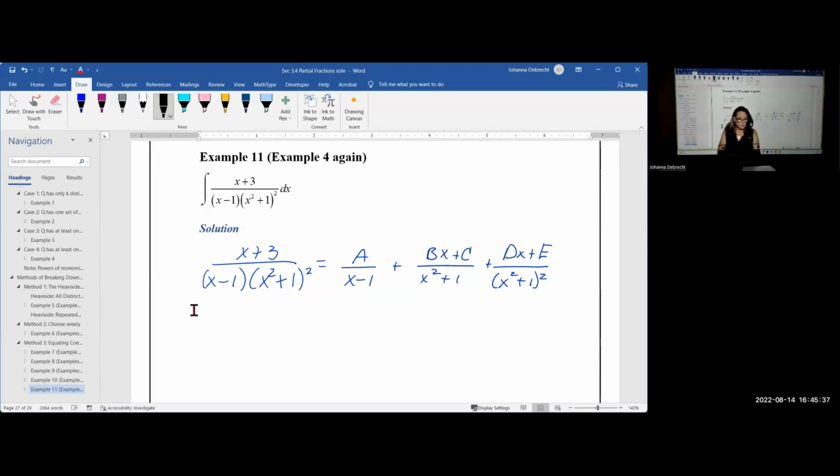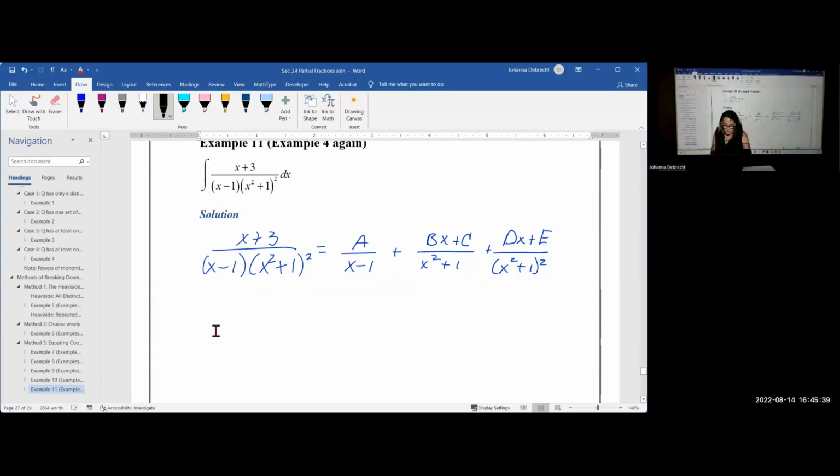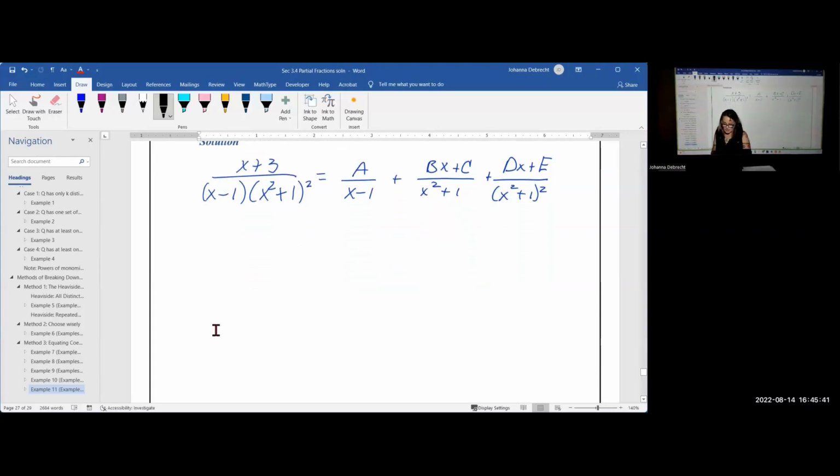Now what we want to do is go ahead and find the different values that we have here. We could use Heaviside on the x minus 1. We can also use choose wisely. We can also use equating coefficients. So whichever way you want to do it, let's decompose this and find the values of A, B, C, D, and E. So I'm going to let you pause the video here, work out what A, B, C, D, and E are going to be, turn the video back on, and we'll compare our answers.